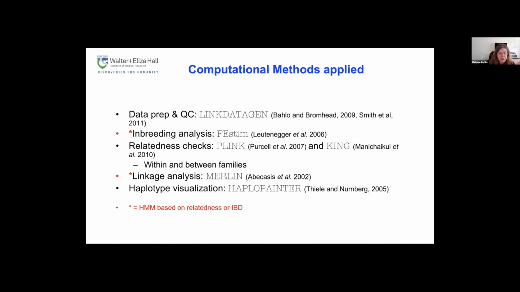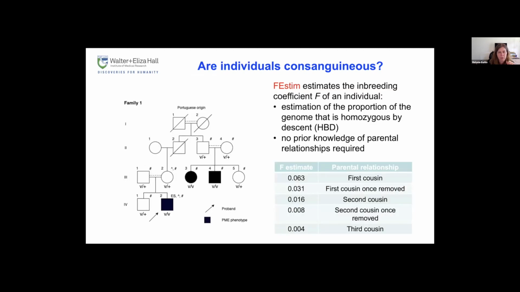We performed these global relatedness checks with the 2 pieces of software that I've already mentioned, Plink and King, within and between families. We're also going to do a proper linkage analysis, again with our hidden Markov model approach embedded in Merlin. And then we're also going to visualize the haplotypes, although I won't show you the results from that. So the first thing is this analysis with FSTIM.